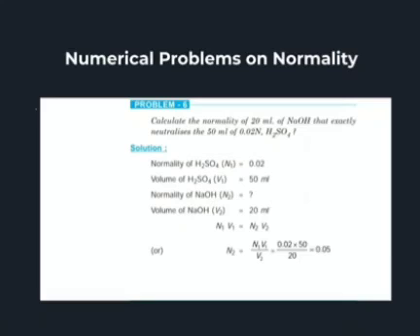That means we have to neutralize 50 ml of 0.02 normal H2SO4 solution. We require 20 ml of 0.05 normal sodium hydroxide.